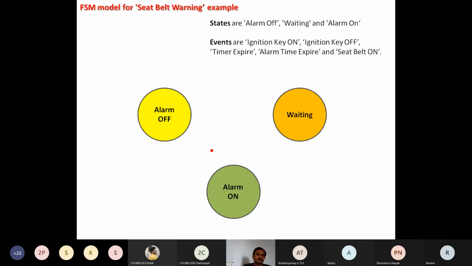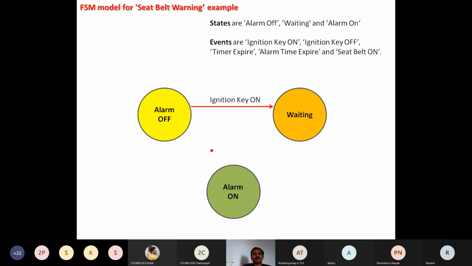These are the events we are going to call. Physically, we consider that as the event itself. So the events we identify in this example are ignition key on, ignition key off, timer expire, alarm time expire, and seat belt on. Here one is the warning system and another is the alarm system. So this seat belt warning has 2 separate systems: one is the seat belt warning, another is the alarm timer.